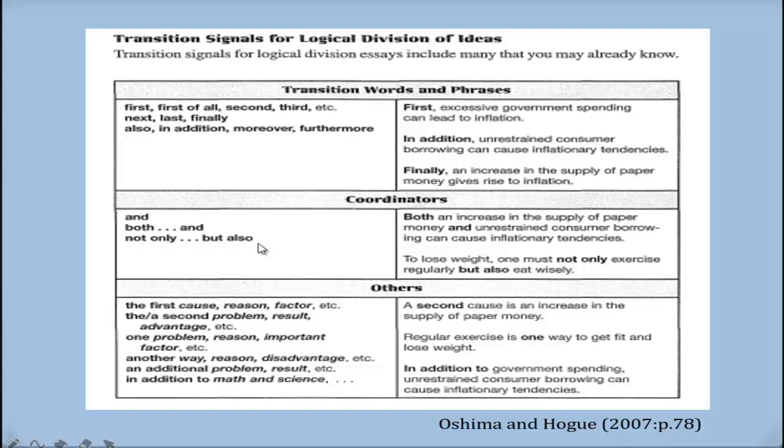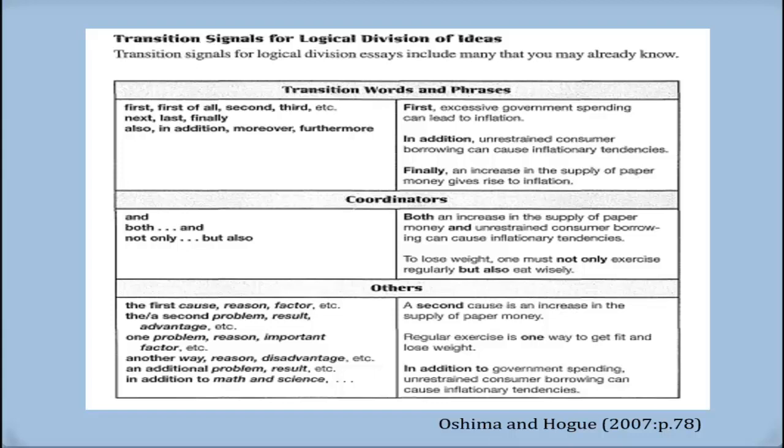This one is a pair that cannot be separated. Both an increase in the supply of paper money and so on can cause inflationary tendencies. To lose weight, one must not only exercise regularly but also eat wisely. This is an example of how to use it.